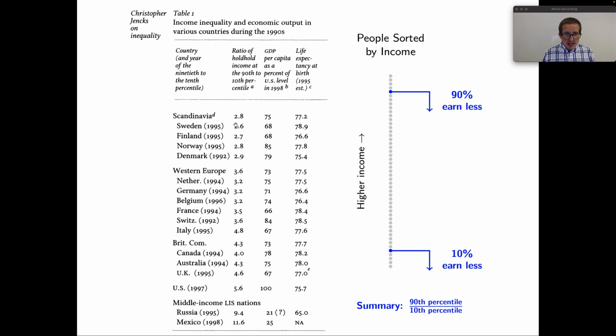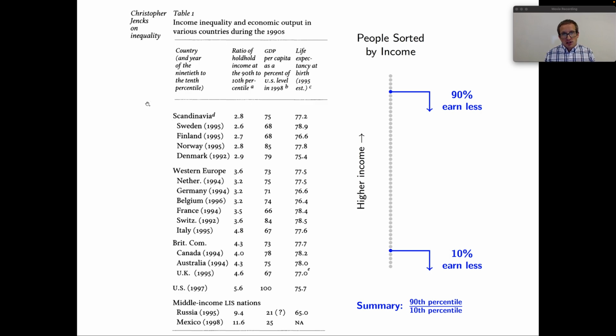What this ratio tells us is that in Sweden at the time of this study, the top of the income distribution earned 2.6 times as much as the person at the 10th percentile of the income distribution. Meanwhile, in Italy, for instance, the person at the 90th percentile earned 4.8 times as much as the person at the bottom of the income distribution. And in the US, the 90th percentile income was 5.6 times as much as the income at the 10th percentile of the distribution. When we look across all of these high-income countries, the US stands out both for its high ratio of the 90th to the 10th percentile of income, and thus high level of inequality, and also its high GDP compared to all of these other countries.